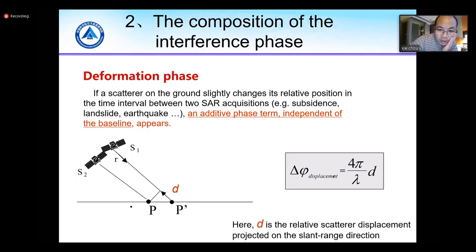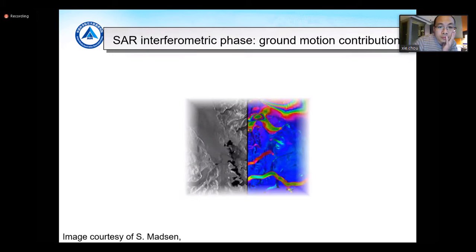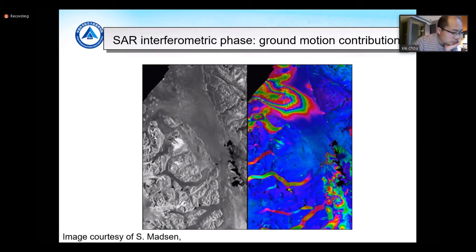D is the relative scatterer displacement projected on the slant range direction. This one shows deformation for movement on a glacier.